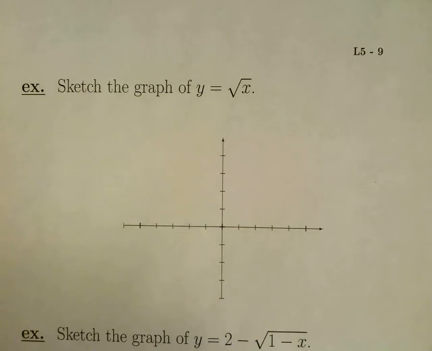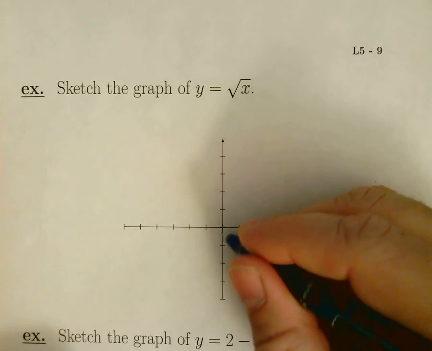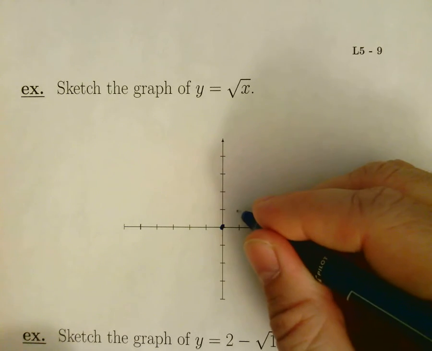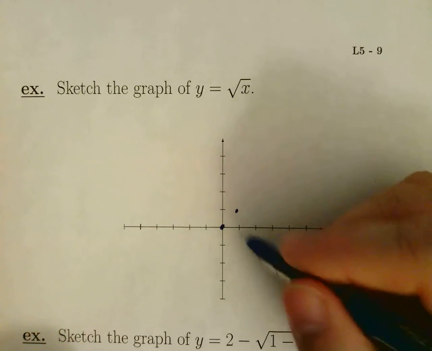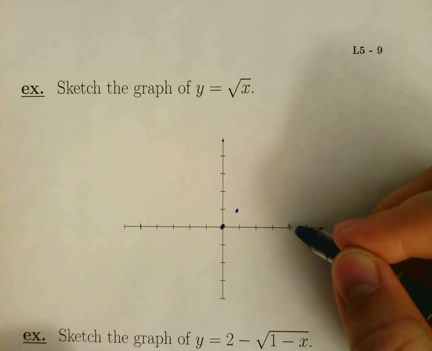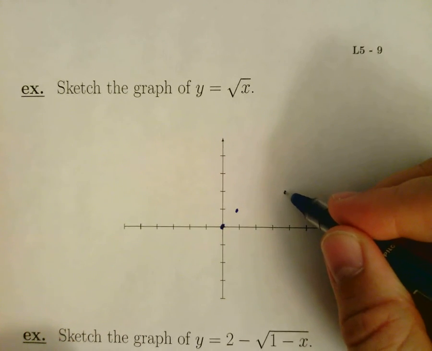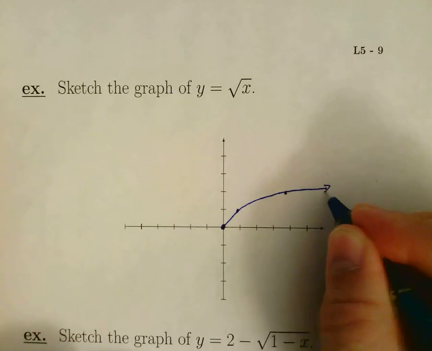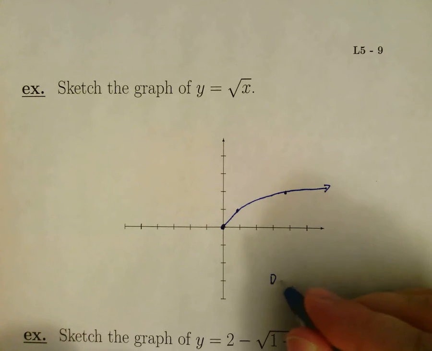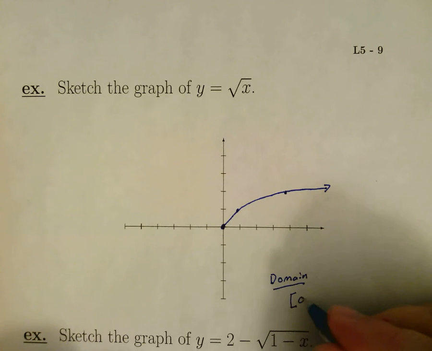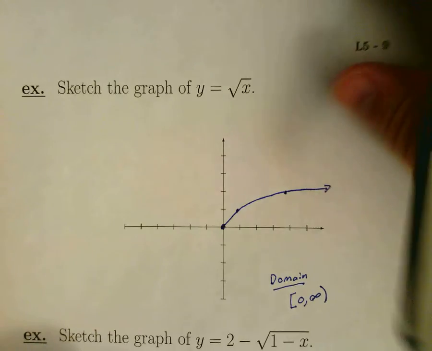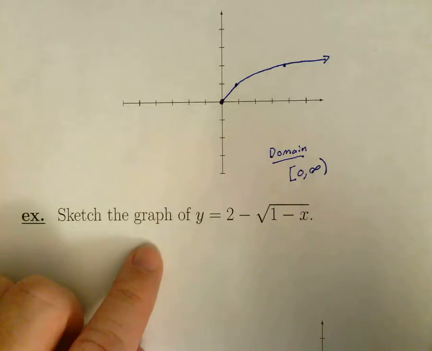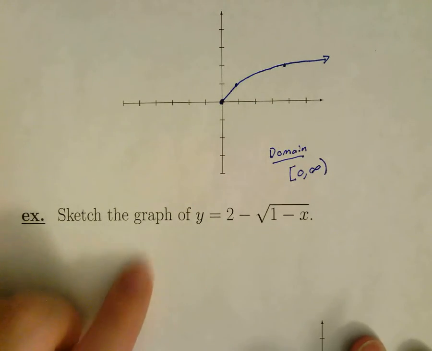Alright, so we've done the square root of x before. The square root of 0 is 0. The square root of 1 is 1. And the square root of 4 is 2. So 1, 2, 3, 4. And that's going to be 2. So that's going to come up and it's going to look like this. Now the one thing that you want to note here is that the domain for the square root of x is going to go from 0 to infinity. Remember, you can take the square root of 0. That's perfectly okay.